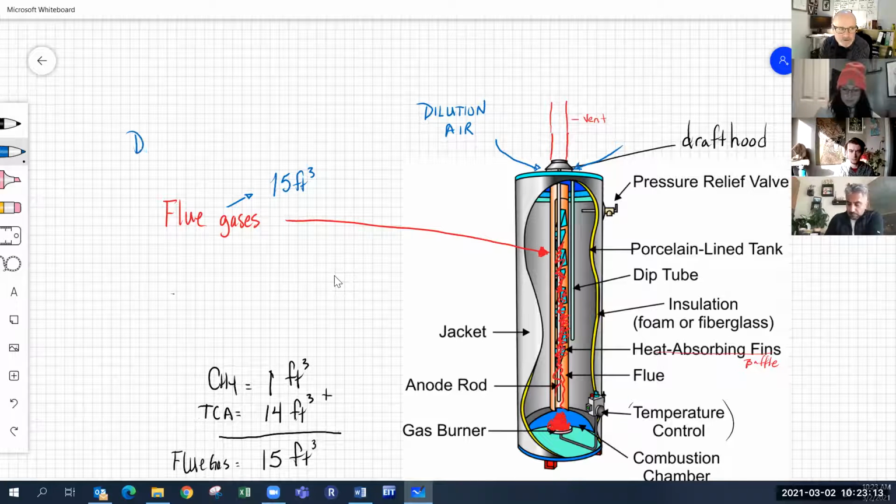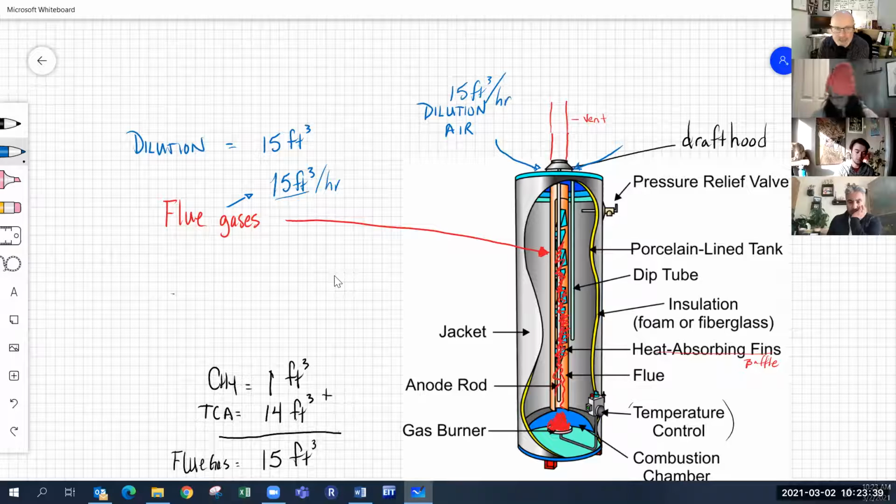Dilution air is 100% of flue gases. So if I have 15 cubic feet of flue gases per hour, I will have 15 cubic feet of dilution air per hour going into my draft hood. And then that would give me my vent gases.